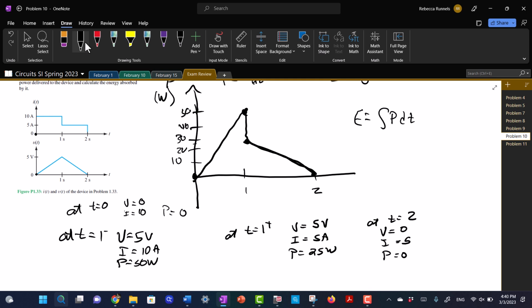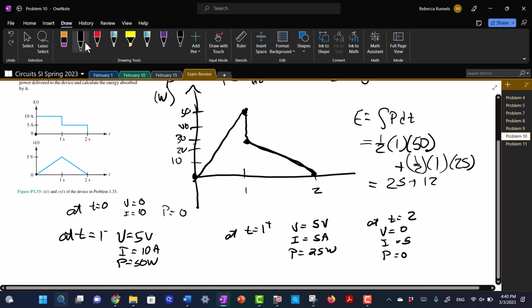The equation of this first line is easy. That's 50t, because it's just rise over run. The second one, I'd have to figure out what the y-intercept is and all of that. But this is just the area under the curve. So the first triangle is 1/2 times 1 times 50. So it's 1/2 base times height, plus the second triangle is 1/2, and the base is 1, and the height is 25. So that's 25 plus 12.5, which is 37.5 joules. So your energy will be in joules.